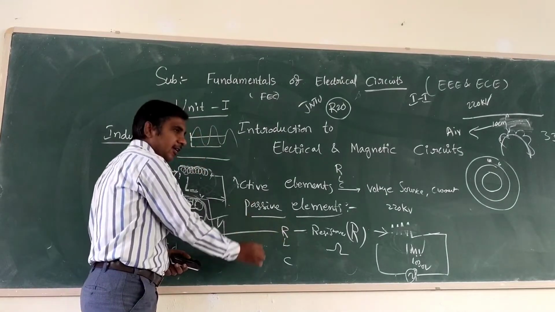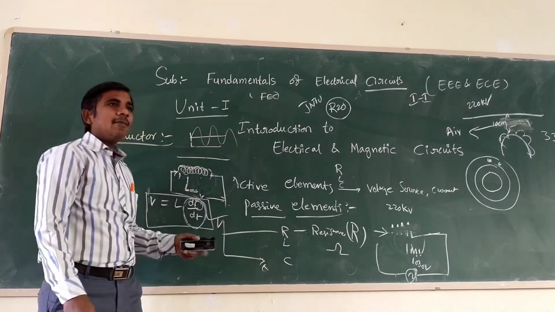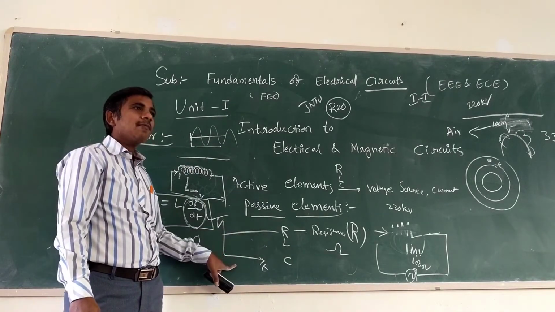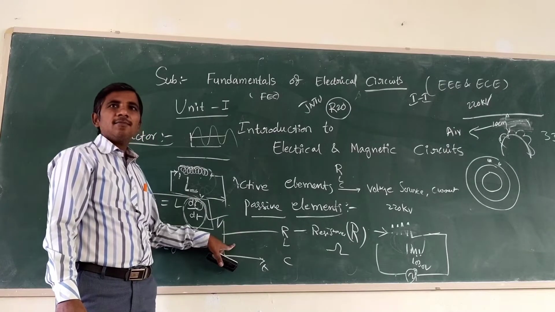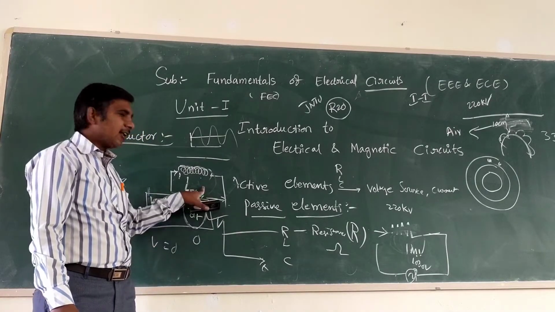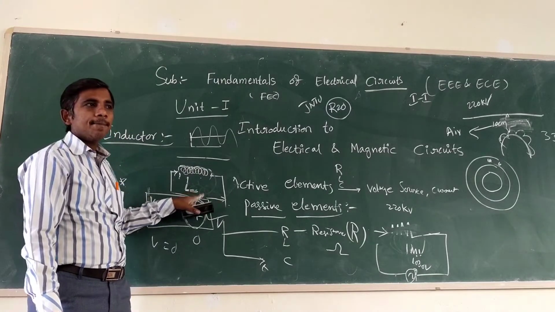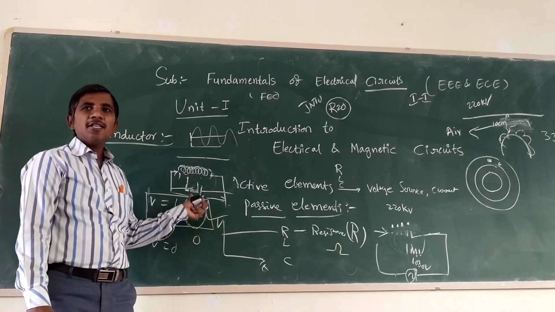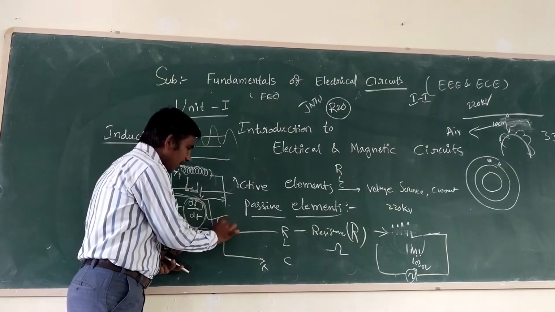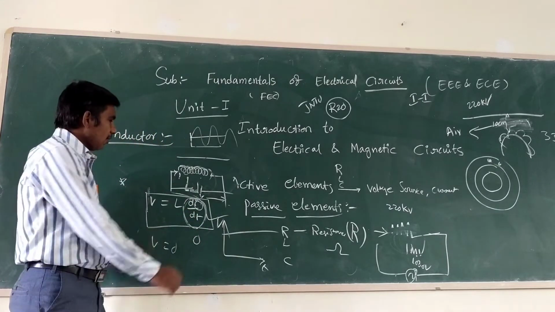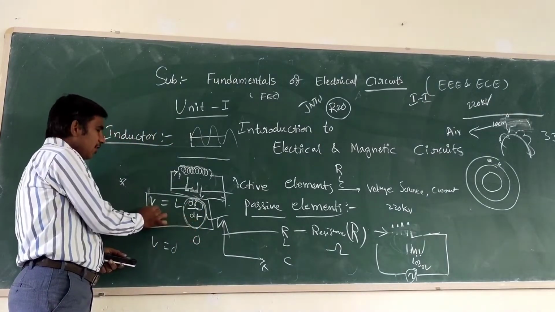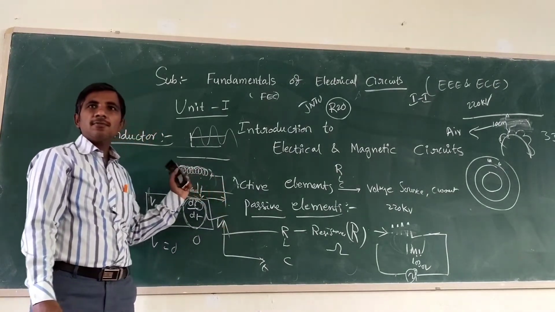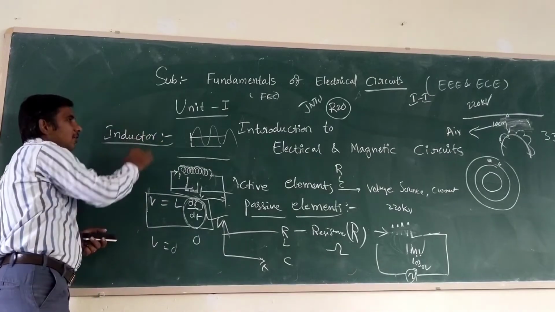If you consider voltage on the y-axis and time on the x-axis, a quantity whose magnitude is not varying with time, constant with respect to time, is a DC. If you connect a DC voltage source to this inductor, di by dt becomes 0, then V equal to 0. Voltage across the inductor is 0. Voltage is 0 means short circuit.